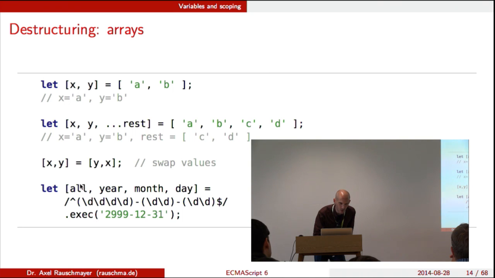So you can imagine it would be separate. First you would assign the result to an intermediate variable, a temporary variable, and then you would extract all, then year, then month, then day. And here you can do it all in one go.